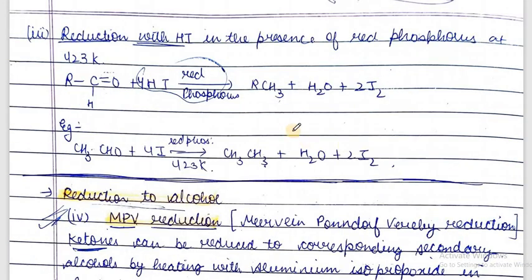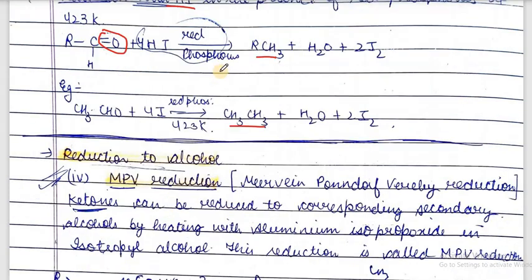And next is reduction with HI, hydrogen iodide in the presence of red phosphorus, then again this is reduced to CH2, that is RCH3 is formed, and water plus iodine. Similarly, if we take an example, again we get an alkane. So these are the 3 main reagents by which aldehydes and ketones can be reduced to hydrocarbon: first is Clemmensen reduction, then Wolff-Kishner reduction, and third is with HI in the presence of red phosphorus.